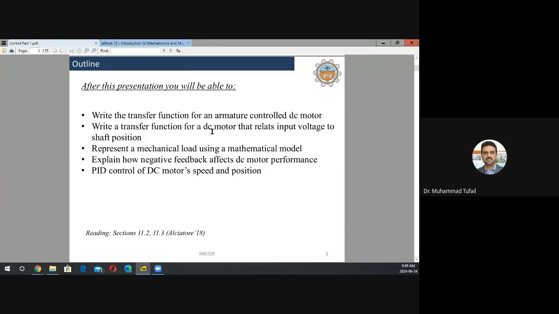Mostly a DC motor has to drive a load, and whenever a load is being driven by a DC motor, we mostly have a transmission system in between, gears for example. So that also has to be included in the model. Then represent the mechanical load using a mathematical model, and explain how negative feedback works. So these are what we are going to cover today.